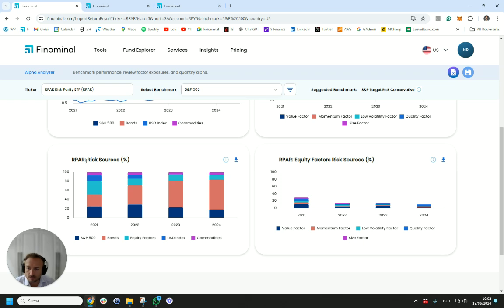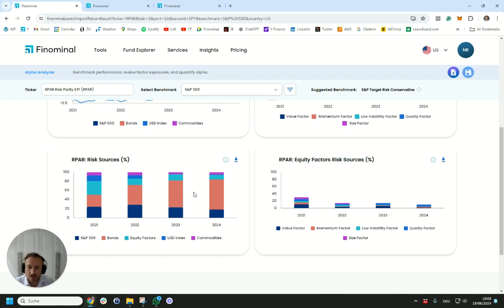More important is if you look at that from a risk sources perspective. And as mentioned, risk parity aims to provide the same risk exposure to asset classes. And that's not necessarily what we see over here. So we do see that the exposure to bonds was significantly more over time than to equities or currencies or commodities.